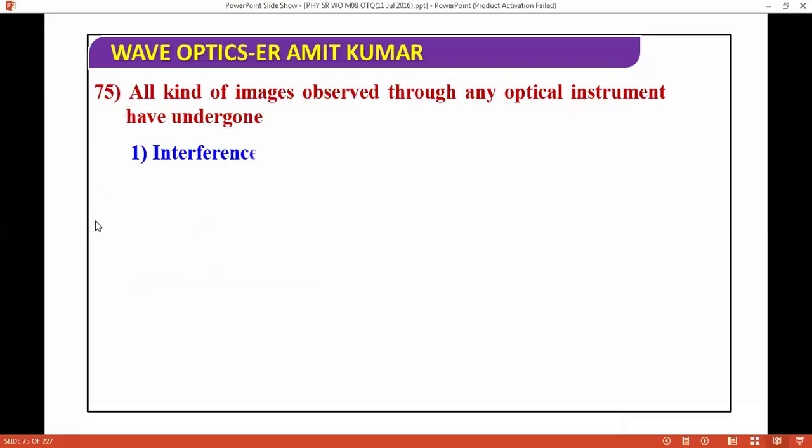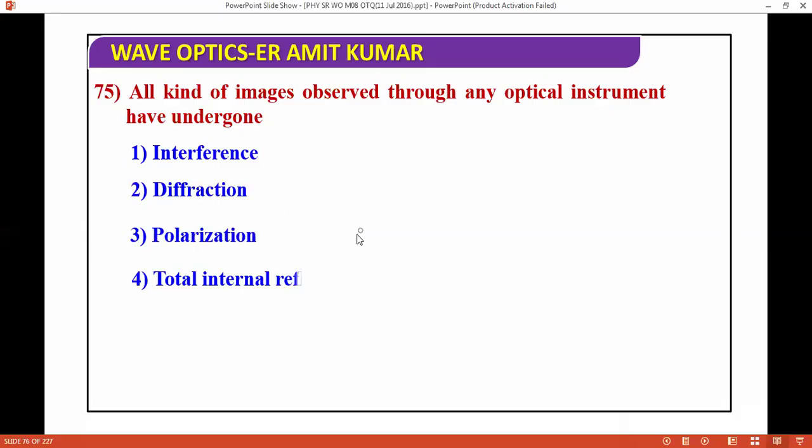All kinds of images observed through any optical instrument have undergone interference, diffraction, polarization, or super interference. The answer is diffraction. All kinds of images observed through any optical instrument have undergone diffraction.